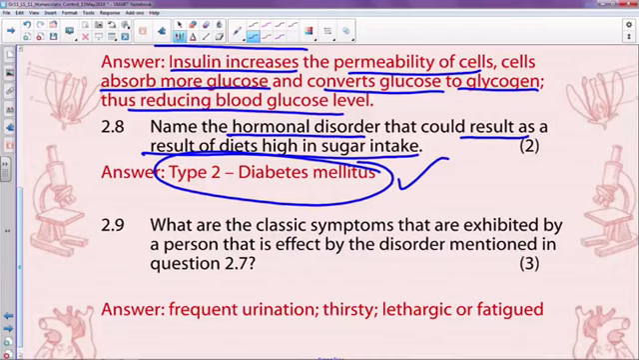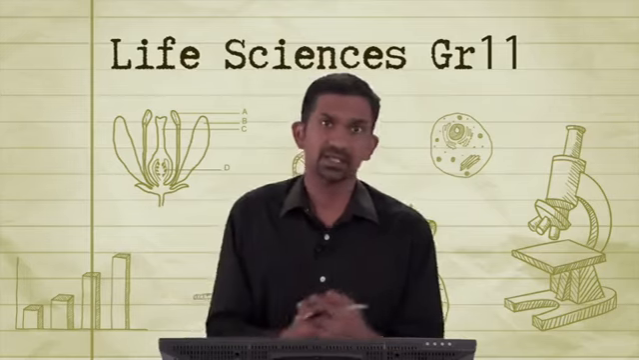Last question before we wrap up. What are the classic symptoms exhibited by a person affected by the disorder mentioned in question 2.7? And as I said, frequent urination, thirst, lethargy, or fatigue. And as I explained, often in these individuals the cells are not absorbing the sugar, and hence they appear tired.